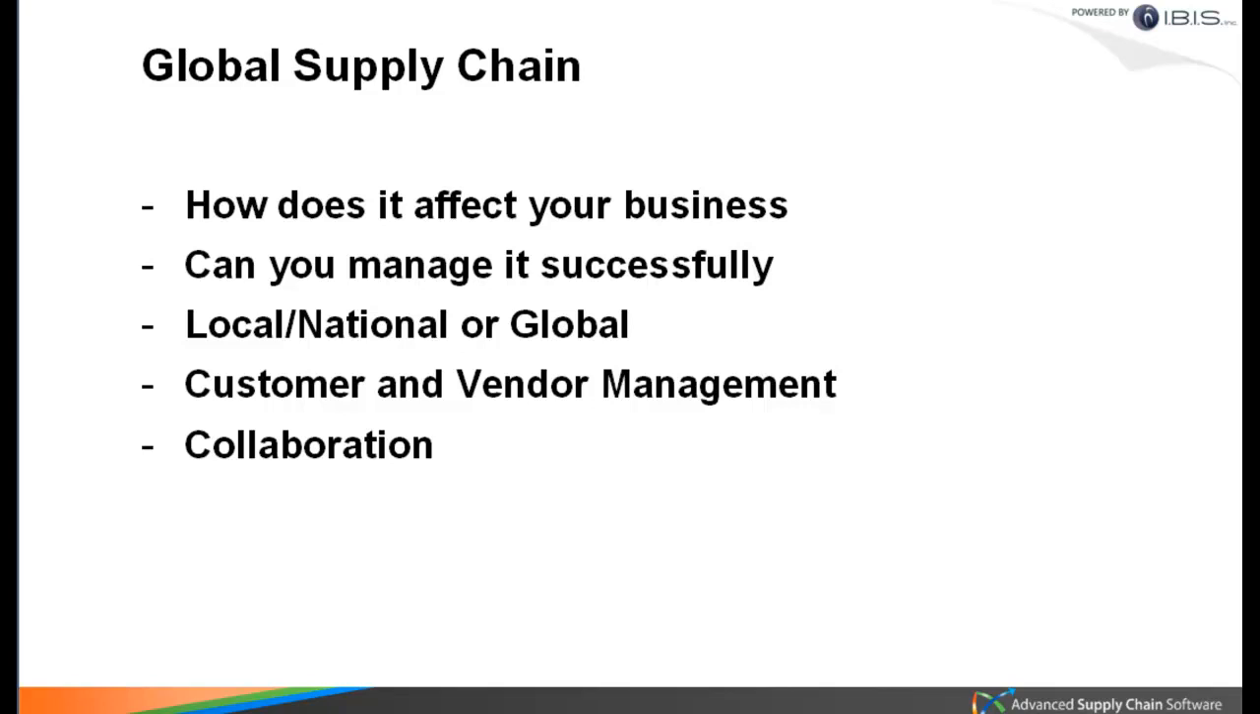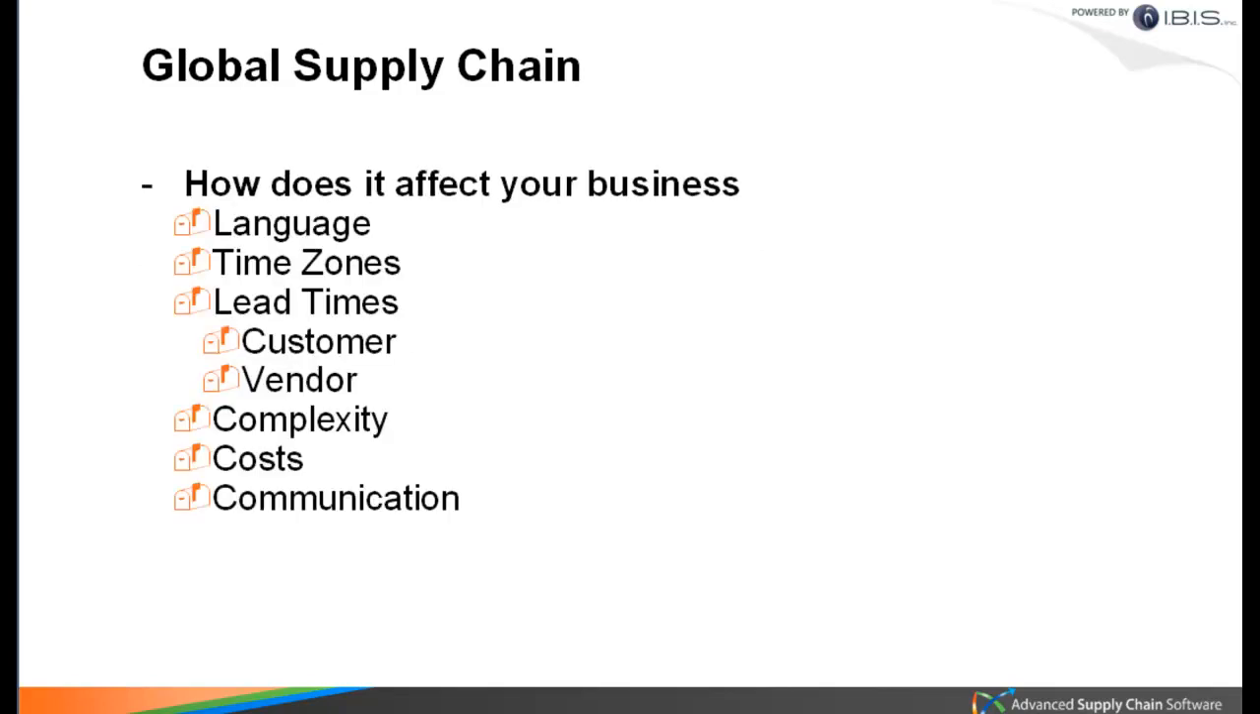And then we're going to talk a little bit about the collaboration side and what would be required in any type of supply chain, be it global or be it local or national. What are the things that you need to be aware of, the information you need to make available, as well as the information that you need to gather. So let's start with the first one, which is on the next slide, which is basically how does it affect your business?